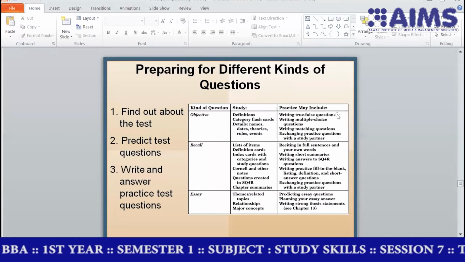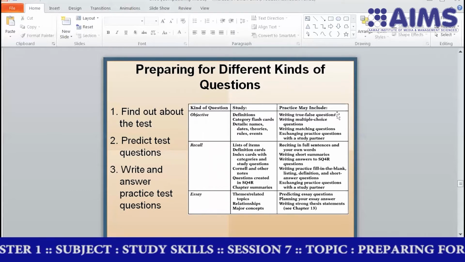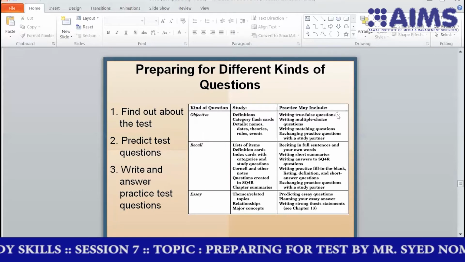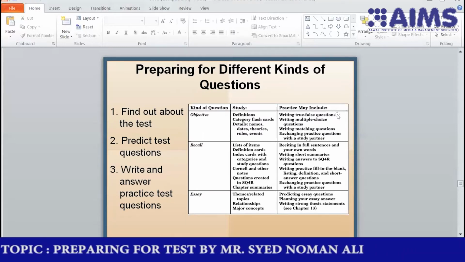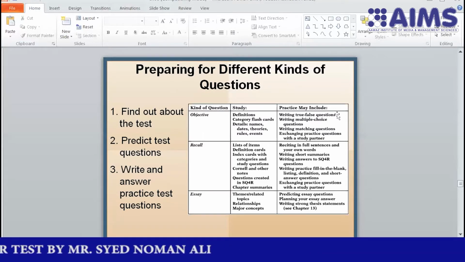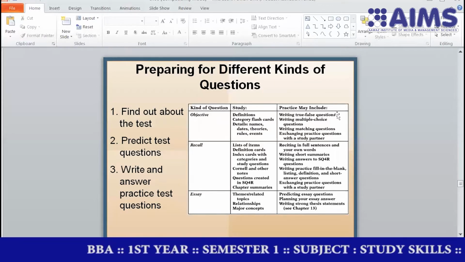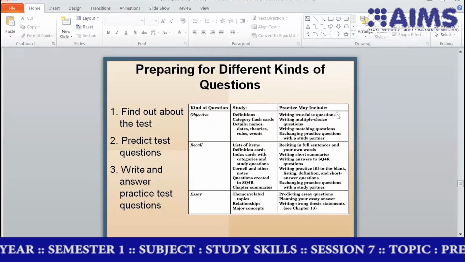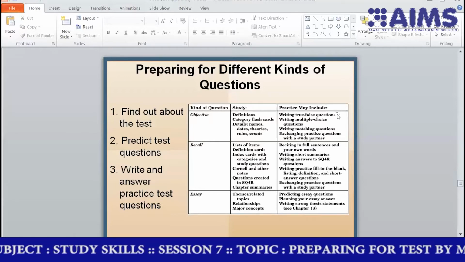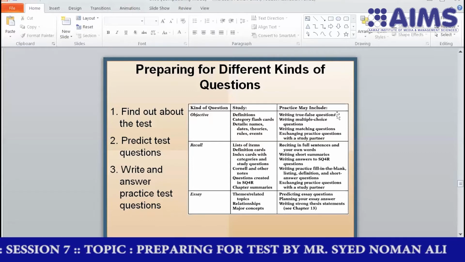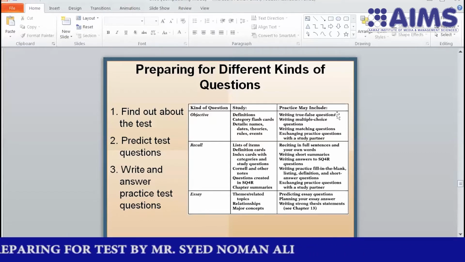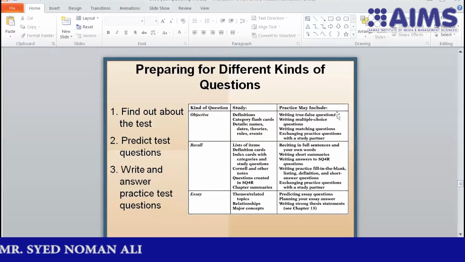How can you prepare for different types of questions? As I told you, the first one is the objective type, where detailed questions are there. For this you will make flashcards, make some objective type notes, and write true false questions, multiple choice questions, matching questions. Recall what lists of items, definitions, and different methods there are, and write the key points and jot them down. Find out about the test, predict the test questions, and then write an answer according to that.